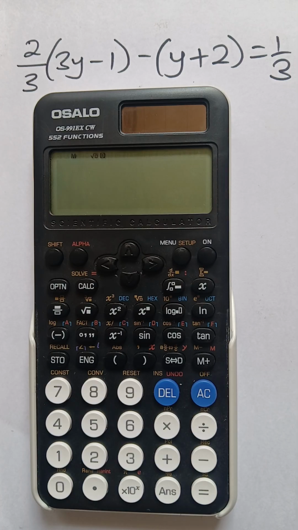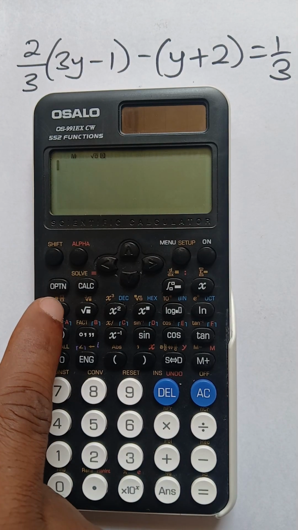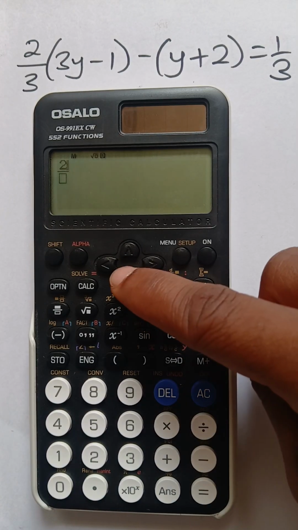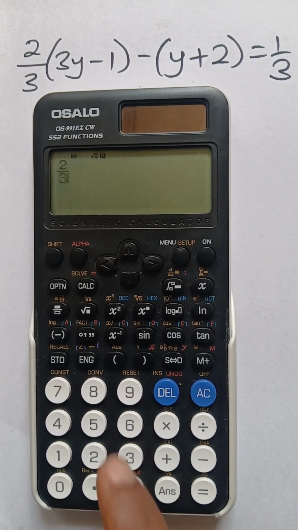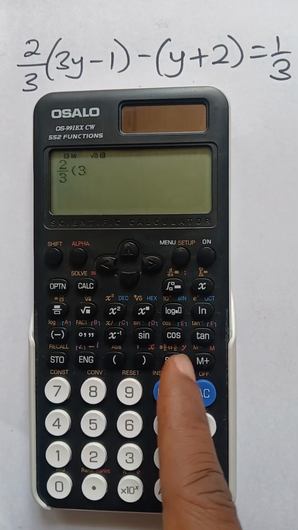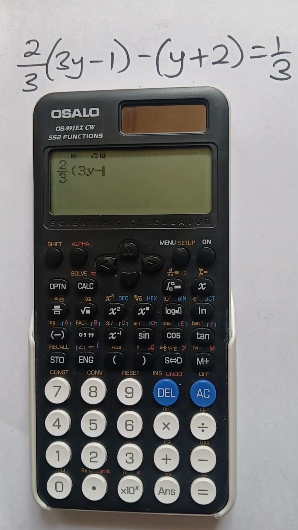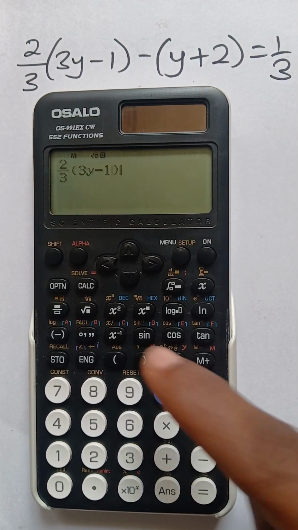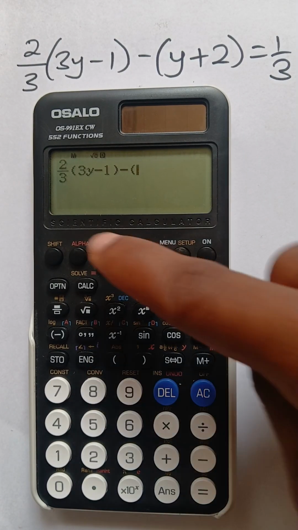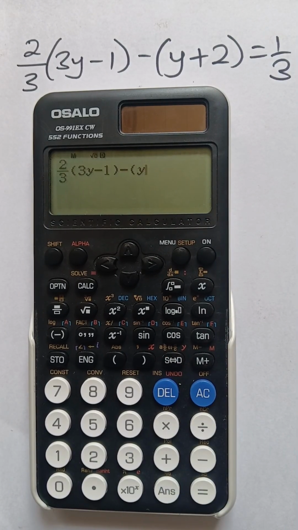Since it involves fractions, this is the key for fraction. You press the fraction key, you press on 2, you press the arrow down here, then you press the 3, you press the key here, then you open your brackets, 3, then alpha, y is here, minus 1, then you close the bracket. The next one is minus again, you open the bracket again, then alpha, you press on y, plus 2, then you close your bracket.